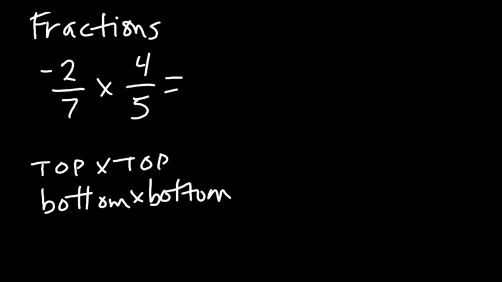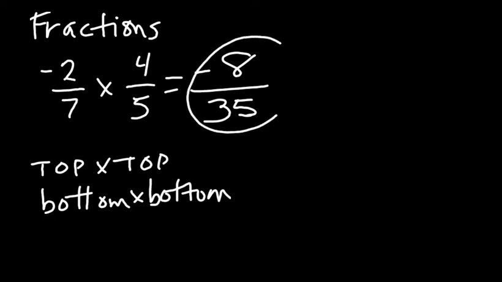Okay, multiplying fractions. Remember, when you multiply fractions, it's top times top, bottom times bottom. Decide ahead of time. Is the answer going to be negative or positive? Well, this fraction is a negative times a positive, so the answer is negative. 2 times 4 is 8. 7 times 5 is 35. It won't reduce. If it would reduce, I would reduce it. That's the answer. Negative 8/35.